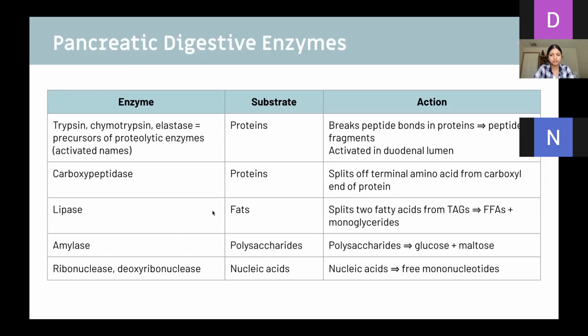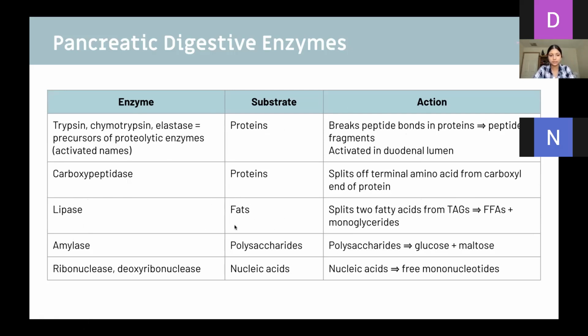This is pretty in detail, but I think the important stuff to remember is, you've got your precursors, which are all precursors for the breakdown of proteins. And this breaks down the peptide bonds in proteins and is activated in the duodenum. And then you have your carboxypeptidase, which is also involved in proteins. And this specifically splits off the terminal amino acids from the carboxyl end of the protein, if you remember your protein structure. That one is not as important. What's important is your lipase, your pancreatic lipase.